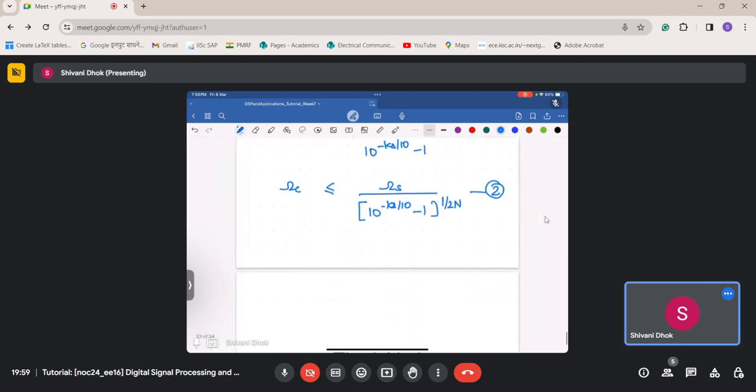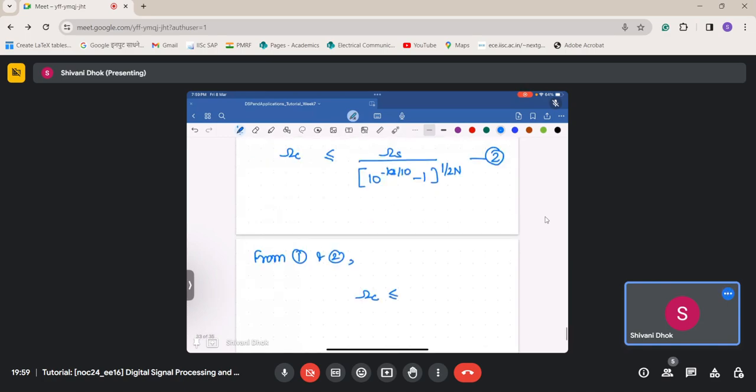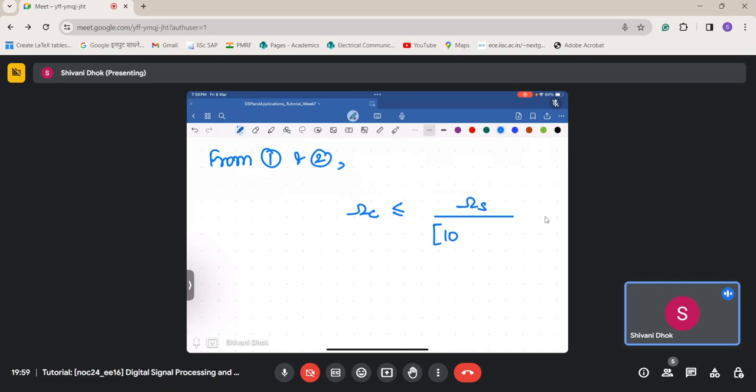So from equation 1 and equation 2, this omega c is less than or equal to this quantity, that is omega s upon (10 to the power minus ks by 10 minus 1) to the power 1 by 2n, and this is greater than or equal to omega p upon (10 to the power minus kp by 10 minus 1).